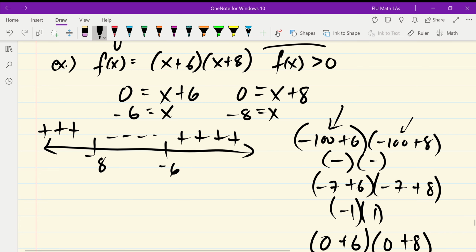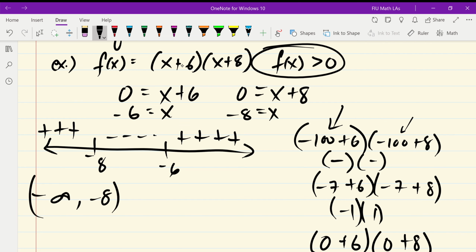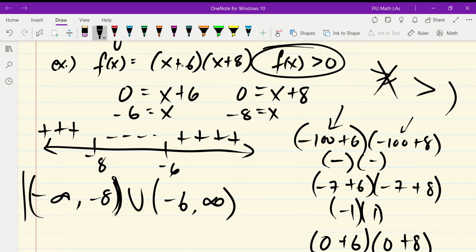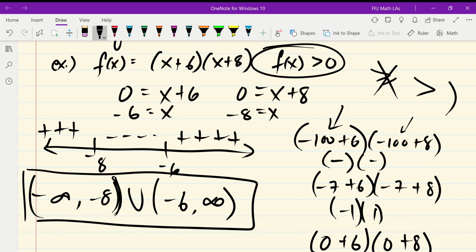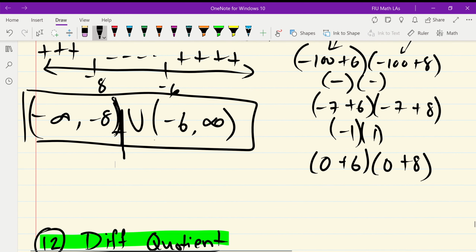And what am I asked for? Hey, where is f of x strictly greater than 0? So I want all the positive intervals. And the positive intervals here are going to be from negative infinity up to negative 8, non-inclusive, because I'm not setting it equal. It's strictly greater. So that's why we're using the soft bracket right here. And then it's going to be union, negative 6 up to positive infinity. So this is where I have f of x strictly greater than 0, okay?